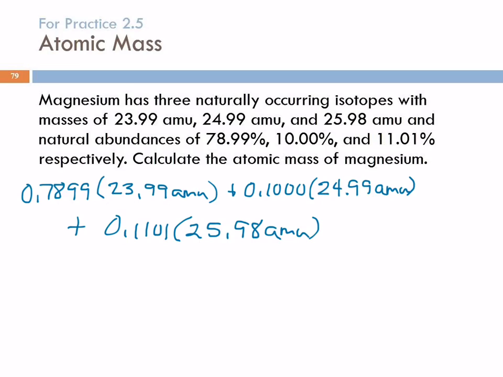So then you get out your calculator. 0.7899 times 23.99, plus 0.1 times 24.99, and 0.1101 times 25.98. My calculator gives me 24.309099 atomic mass units.